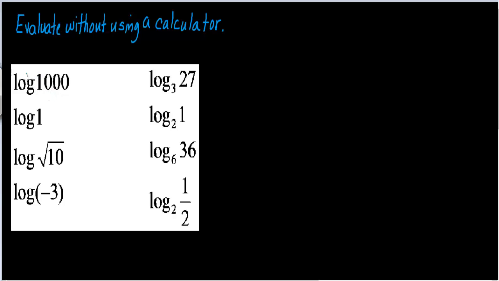Okay, so let's do this one first. Log of 1,000. Let's write this over here. So let's say this is number 1. Log of 1,000. The first thing I'm going to do is rewrite this. Now log of 1,000 is equal to what? I don't know. So I'm going to write x, because x is the unknown. Now I'm going to rewrite it in exponential form.